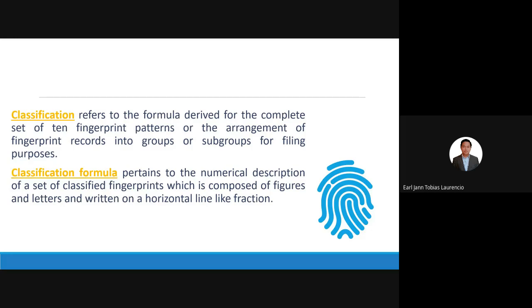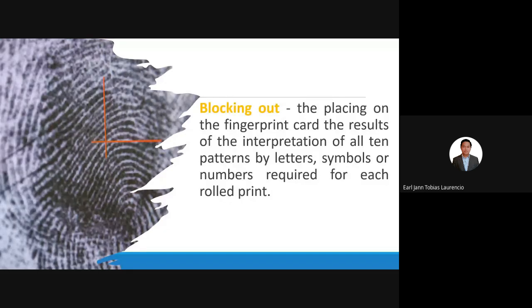Okay? Now, the process of answering the classification is known as blocking out. Okay? If you are answering the classification, if you are providing an answer to the classification formula, we call that one as blocking out. That is the process of answering the classification formula. And our answers could be letters, symbols, or numbers, depending on the rules of the classification. And there are 6 classifications, as we stated a while ago. The following are the 6 classifications.